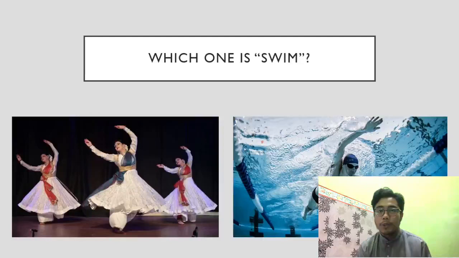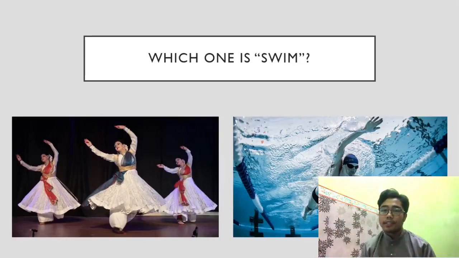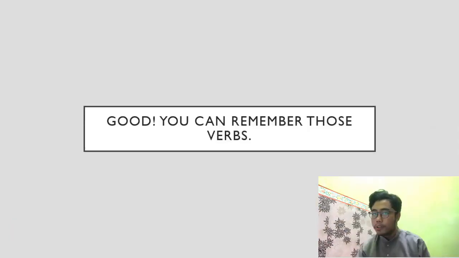So the answer is picture number 1. Wrong. The answer is picture number 2. Number 2 is swim. Because why? He is underwater and he looks like a professional athlete and he is swimming underwater. So what is picture number 1? Dance. See? They are dancing. So picture number 1, dance. Picture number 2, swim. Good. You can remember those verbs. Those verbs we have learned in previous lessons.